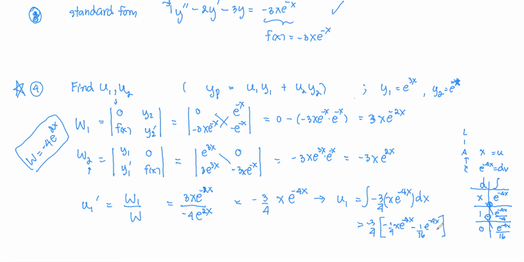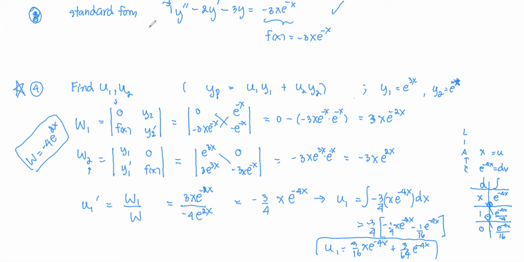Do not add C because you are not done with the entire process yet. For this one, do not worry about the constant of integration. We're going to need the core function, or the basic function, that comes out. So right now we have u1 as negative 3 over 4 times negative 1 over 4, which becomes 3 over 16 times x e to the negative 4x. And then plus, 3 over 4 times 16, that's 64, e to the negative 4x.